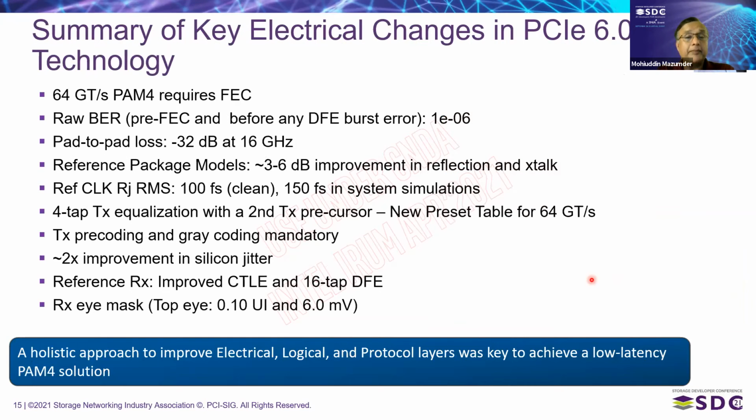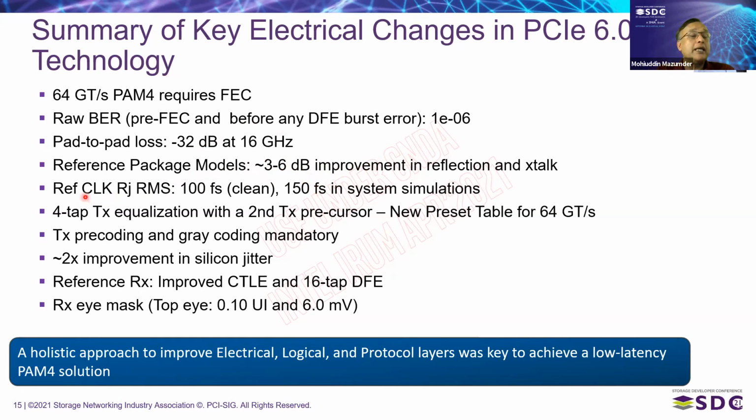So let me summarize the key electrical challenges in PCIe 6.0. As we mentioned, it's PAM4 signaling. It requires FEC. We must improve the raw bit error rate, or first bit error rate, before any correction and before any DFE burst error, and that needs to be at least in the 1e-6 range, which is very difficult to achieve. Pad-to-pad loss is also reduced by 4 dB to 32 dB at 16 gigahertz. And reference package models improved to mimic the actual implementation, by 3 to 6 dB. So it's a 1.5 to 2x improvement in reflection and crosstalk.